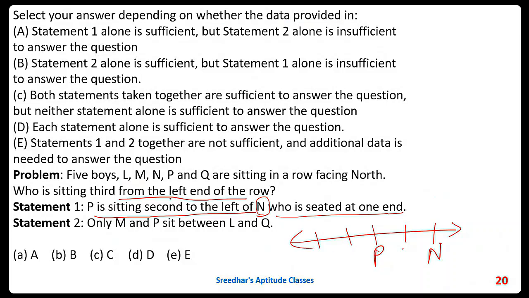So now the question is from the left end of the row. This is the left end of the row, this is the right end of the row, right? From the left end of the row, who is third? This is 1, this is 2, this is 3. So who is third? P. And I am able to answer from the first statement alone. Okay, is this clear, Pragna? Yeah, next question.